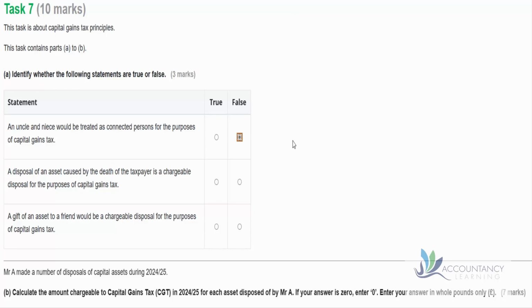Second statement, a disposal of an asset caused by the death of a taxpayer is a chargeable disposal for the purpose of capital gains tax. Well, that's false as well. Any asset disposed of because of a death would be part of their estate and would be dealt with by inheritance tax. And then the gift of an asset to a friend would be a chargeable disposal for the purposes of capital gains tax. The friend is not a connected person, it's not exempt, it's not a charity, so yes, that would be chargeable.